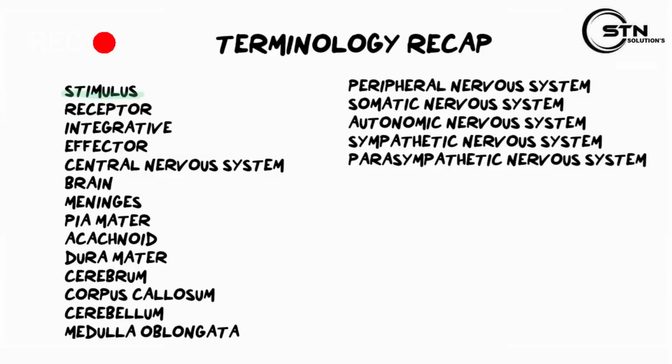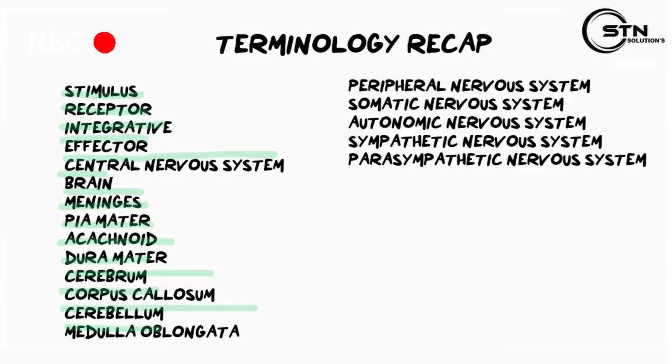So we spoke about stimulus, which is an incoming message from the external world, like sound or pain or heat. There's a receptor organ of some kind receiving that information. The integrated function is your brain making a decision. That decision is sent to an effector organ like a muscle or gland. And then we went into the actual central nervous system, which is made out of the brain. The brain is covered in meninges, and they are the pia mater, the arachnoid, and the dura mater. We then looked at the regions of the brain, which is the cerebrum, the corpus callosum, cerebellum, medulla oblongata, and then the final component of the central nervous system was the spinal cord.